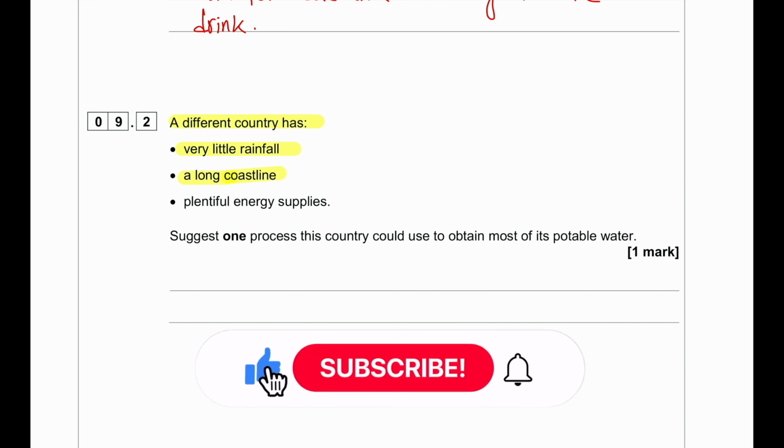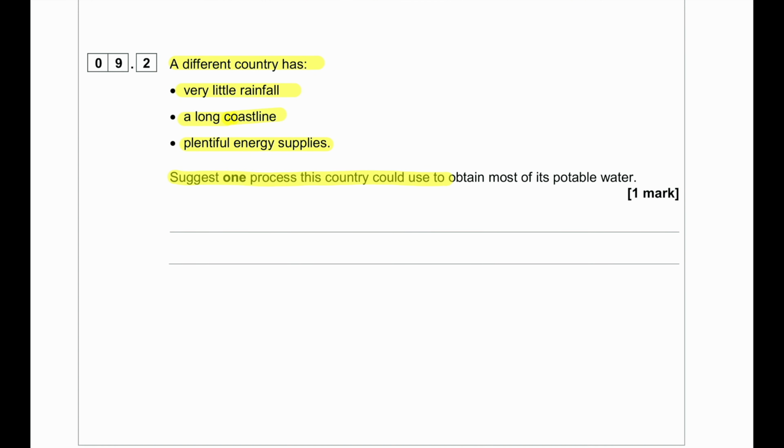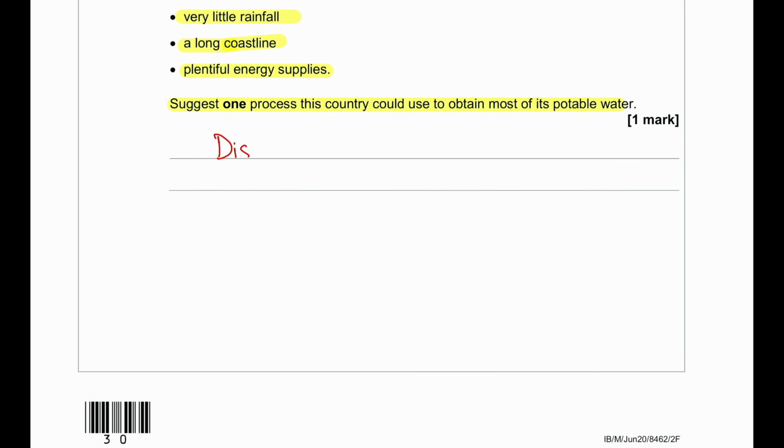A long coastline, plentiful energy supplies. Suggest one process this country could use to obtain most of its potable water. Well, since the country has a very long coastline and a lot of energy supplies, the country can go for either distillation because they do not have a shortage of energy supplies, or they can go for reverse osmosis.